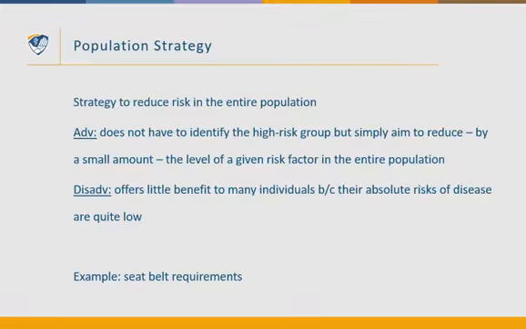The population strategy is to reduce the risk in the entire population. The advantage is it does not have to identify the high-risk group, but simply aims to reduce by a small amount the level of a given risk factor in the entire population. The disadvantage is that it offers little benefit to many individuals because their absolute risks of disease are quite low. An example here is a seatbelt requirement.